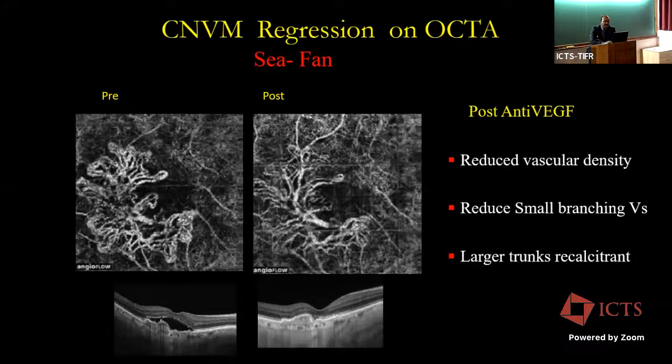And you can see the regression. So this is before anti-VEGF injection, and this is post-anti-VEGF injection. You can see there's a reduced vascular density, reduced small branching vessels, and larger units are recalcitrant because they're already mature. But the finer branches, the growing ones, go off with that anti-VEGF injection. And you can see on the structural OCT the corresponding regression of the fluid and the settling down of that CNV.